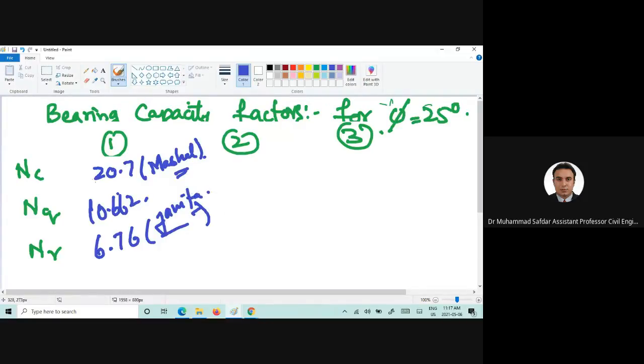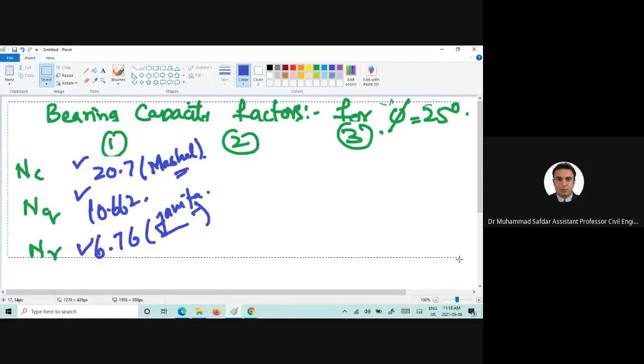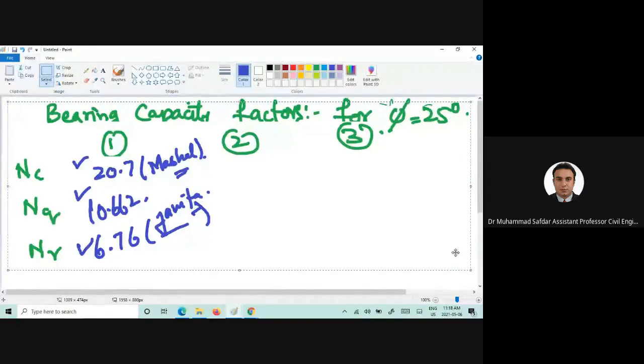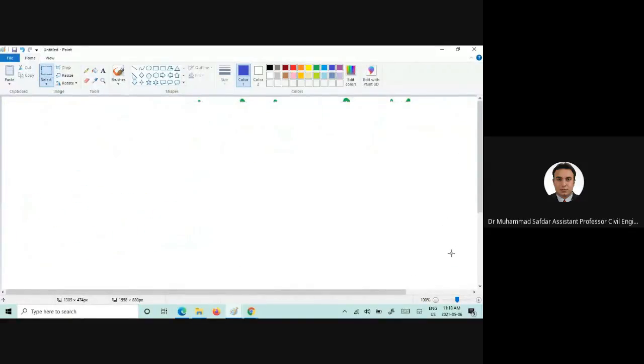Now, I guess these are reasonable numbers. So please kindly note down these bearing capacity factors. Now we will move towards the other factors as well. Please kindly note down because I am erasing these values. We need to use them in the bearing capacity equation.